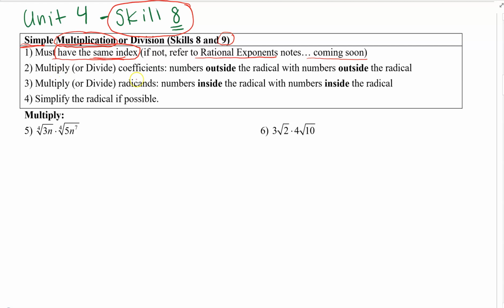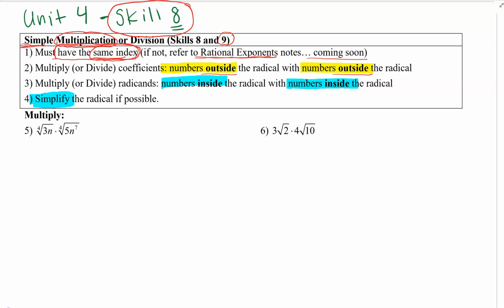Then you basically multiply outside numbers with outside numbers, okay? So it's all about location. You multiply or divide the numbers outside with each other, and then also you multiply or divide the numbers inside with each other. So outside with outside, inside with inside, and then at the very end you simplify. So it's very straightforward. But again, make sure that before you do this, they have the same index. When the index is different, there will be a different set of rules to follow, and it will come in the rational exponents outline, which is actually Skill 10. Okay. So let's take a look at example 5.